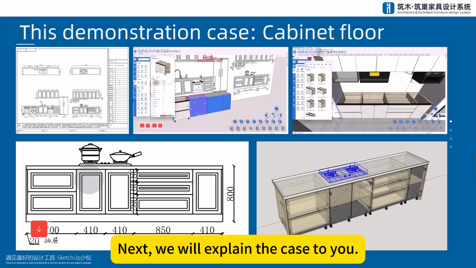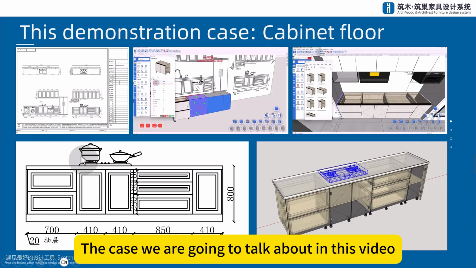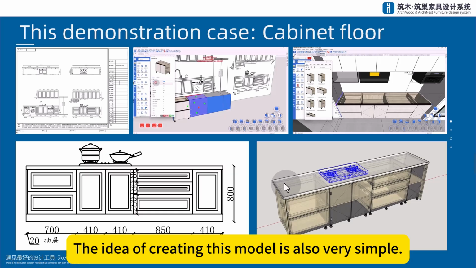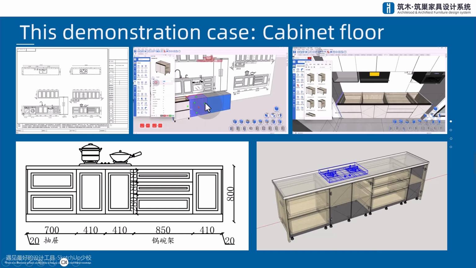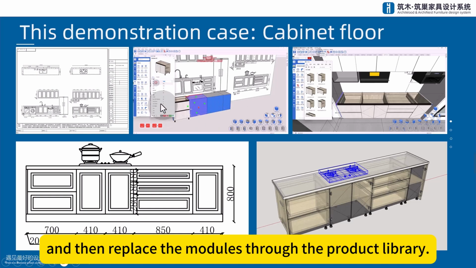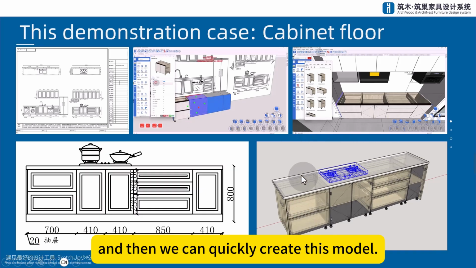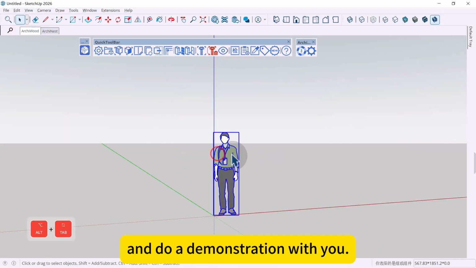Okay, next, we will explain the case to you. The case we're going to talk about in this video is the lower cabinet or floor cabinet of the kitchen. The idea of creating this model is also very simple. We just need to create an intelligent box and then replace the modules through the product library. And then we can quickly create this model. Next, we open SketchUp and do a demonstration with you.